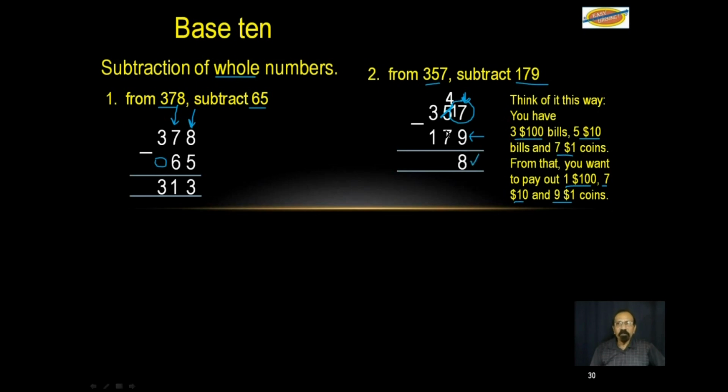Now I need to subtract seven from four. Well, we can't do that. So remember, this column here is hundreds, this one here is tens, so if I take one from that three, I am going to get 10 of the tens, add that 10 to this four, and I now have 14. So 7 from 14, I get 7. 1 from 2 gives me 1. So you are still left with one $100 bill, that's 100. Seven $10 bills, that would be the 70, and eight $1 coins.